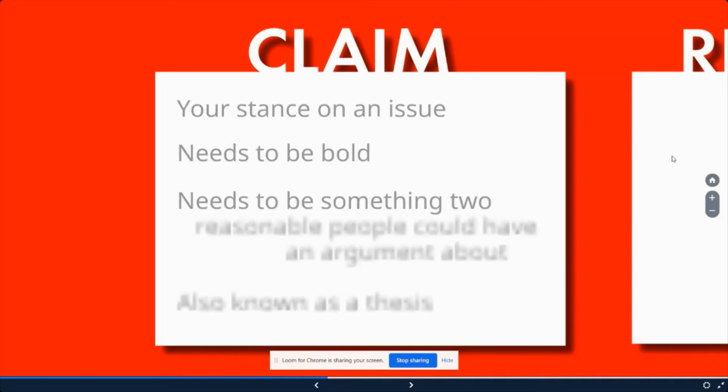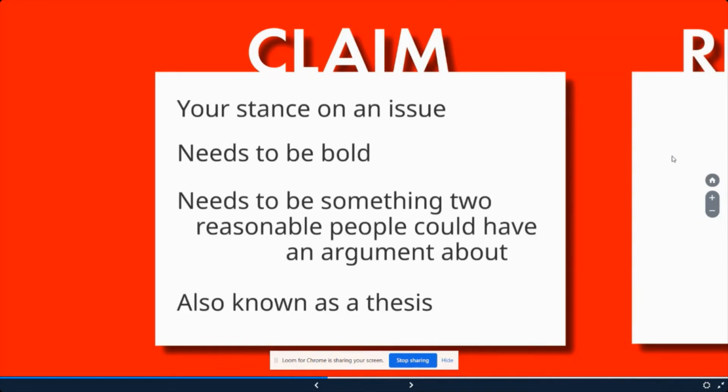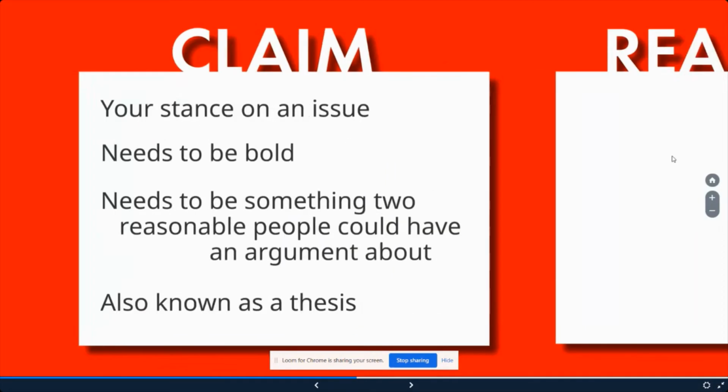So your claim is your stance on an issue. It needs to be bold. It needs to be something 2 reasonable people could have an argument about. This is also known as a thesis statement. So you're not going to say, I think that ACT scores shouldn't count against me. No, you're going to say ACT scores should not count against me. I know you think it. I know you believe it. Please don't write that in your essay.